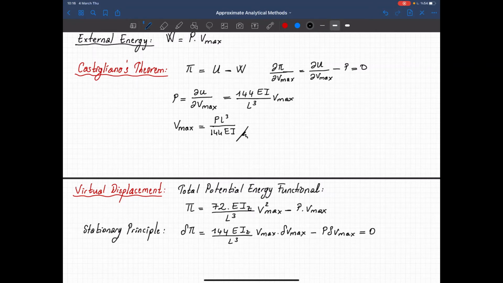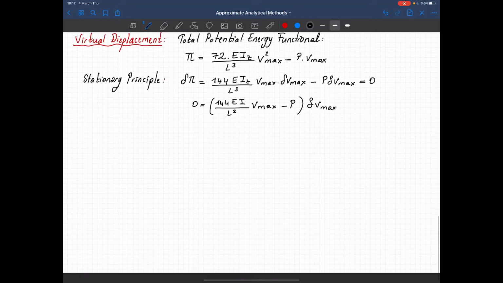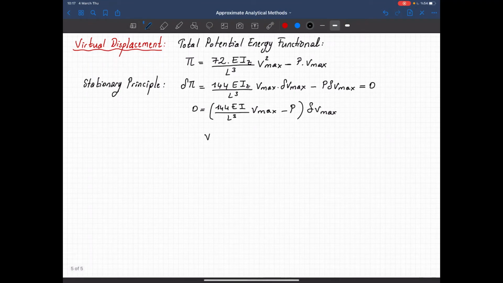And from that equation I obtain 0 as equal to 144 EI over L cubed Vmax minus P, times the variation in Vmax, and from that I obtain the same result, Vmax as equal to PL cubed over 144 EI.